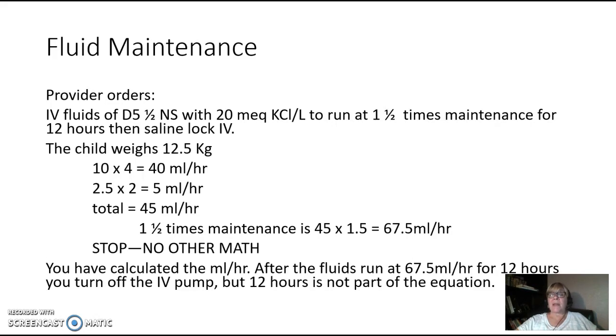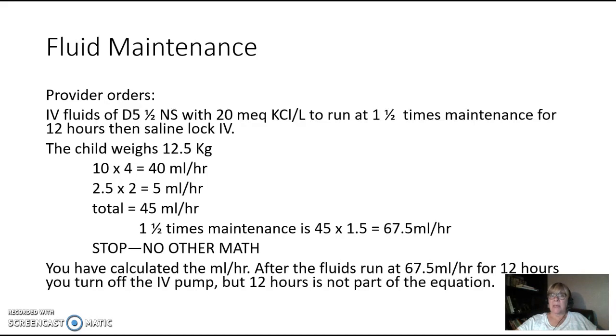Next it says to run it at 1.5 times maintenance. Here's our math. We've got to calculate fluid maintenance. This child weighs 12.5 kilos, so let's do that. That first 10 kilos from 0 to 10, we're going to multiply by 4. We'll get 40. Between 10 and 20, we have 2.5 kilos. So we're going to take that 2.5, multiply it by 2, that's 5. We have nothing over 20. So now we just take that 40 and that 5, add them together. This child's fluid maintenance is 45 mLs an hour.